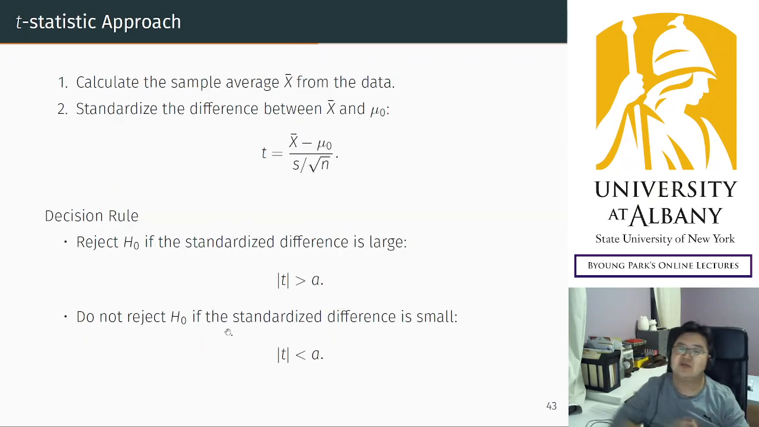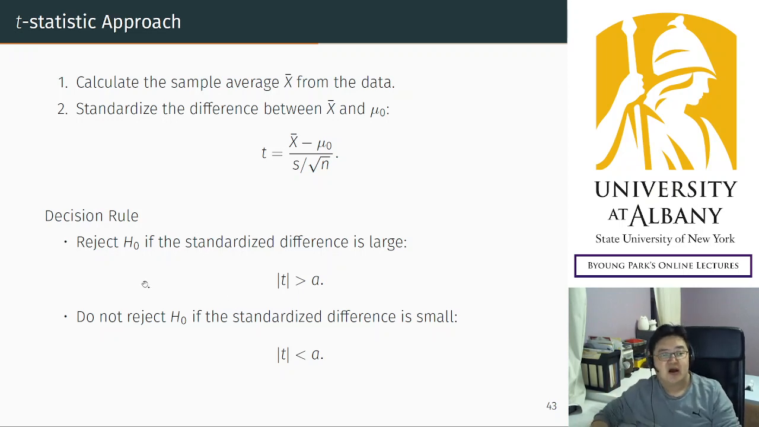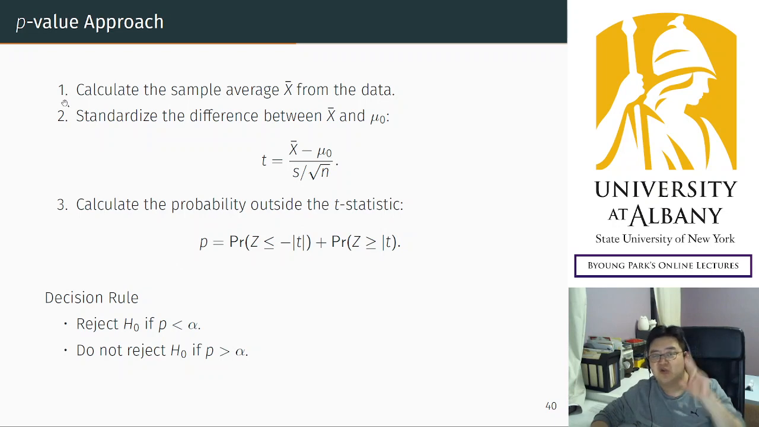Today we are going to study the T-Statistic Approach, which in the end should be equivalent to the p-value approach. This is just a different way of presentation. Back to the p-value approach, we took 3 steps: we calculated the p-value and then made the decision based on the p-value. But instead of doing this step, we are going to delete the 3rd step and make a decision rule directly on the t-statistic.